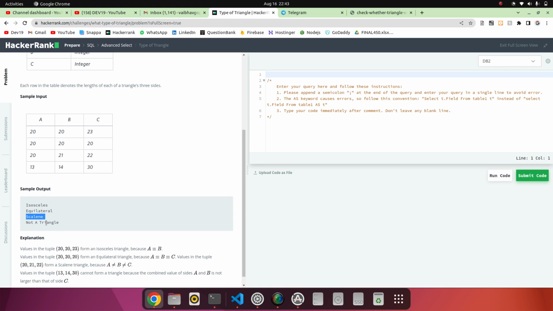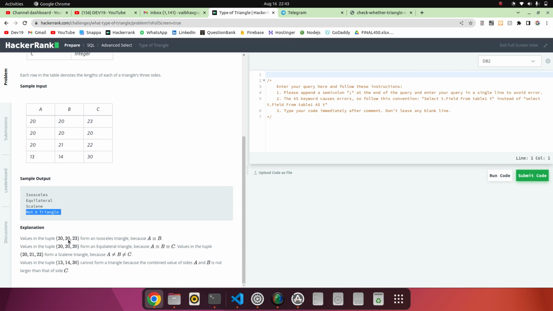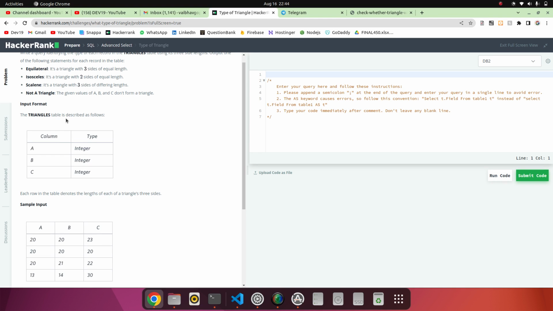I think it's a good question. These three are types of triangle, and this one is not a triangle. I think many people don't know how to identify a triangle if you are not from a proper maths background. Equilateral: all three sides are of equal length. Isosceles: two sides of equal length. Scalene: all sides are of different length. And this is not a triangle. Mostly we get confused with this one.